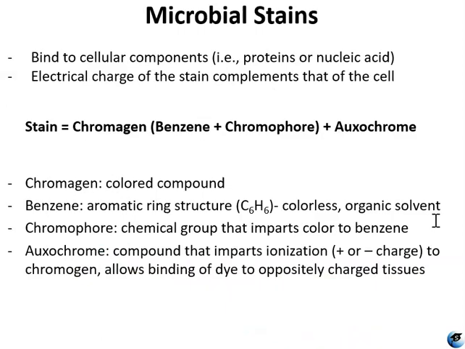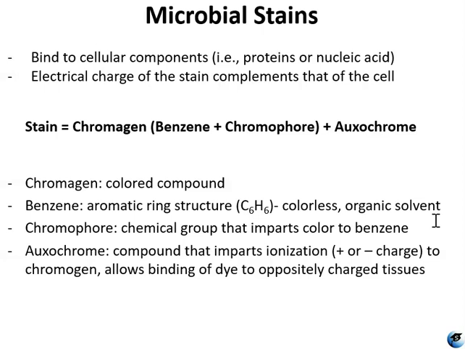Most stains work by binding to cellular components like proteins or nucleic acids, and they do this utilizing an ionic charge. An ionic charge, like positive or negative, has to do with how many electrons are in the outer membrane. The outer cell membranes of most cells have an overall negative charge, so we use stains known as basic stains. These stains have a positive charge, and because opposites attract, the positive charge of the basic stain is attracted to the negative charge of the cell membrane.